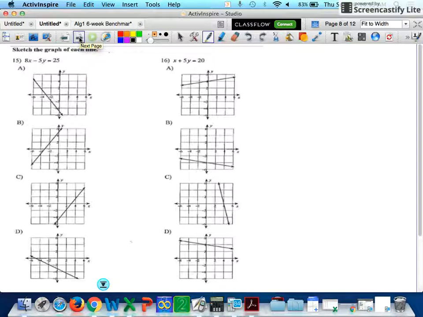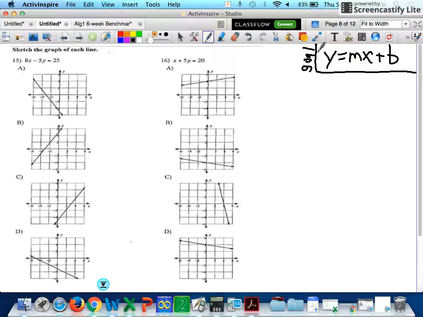15, sorry, these are a little bit smaller. It was hard to fit these on the page. It says sketch the graph of each line. Well, it gives us this equation, and this is standard form, and we cannot sketch a graph from standard form. The easiest way to sketch a graph, I'm gonna put it up here in the corner as a reminder, the easiest way to sketch a graph is from slope-intercept form, okay? So this is probably our goal for this problem.